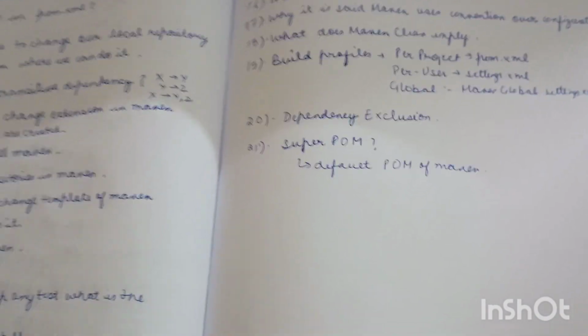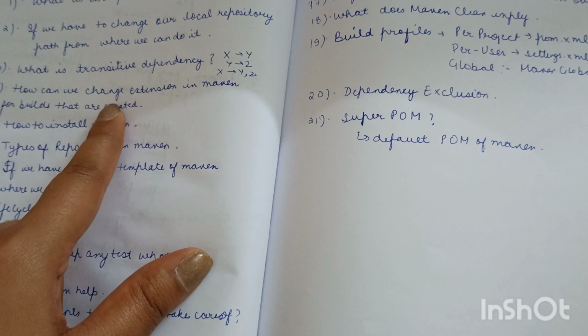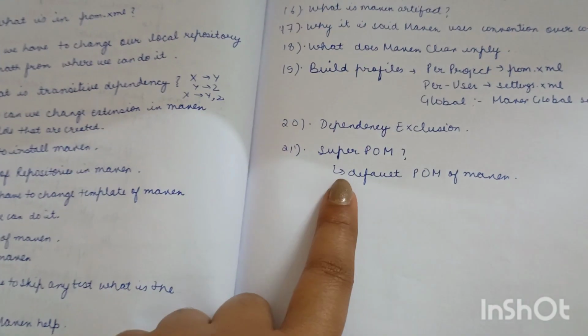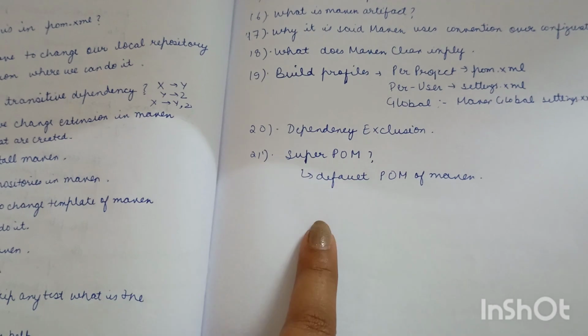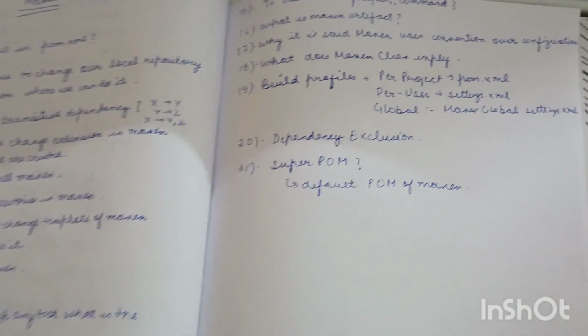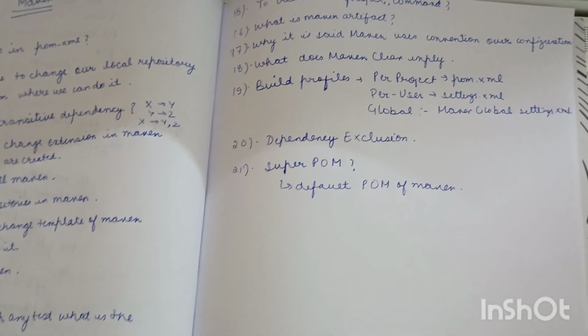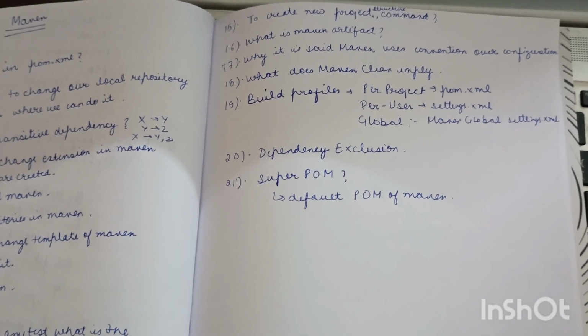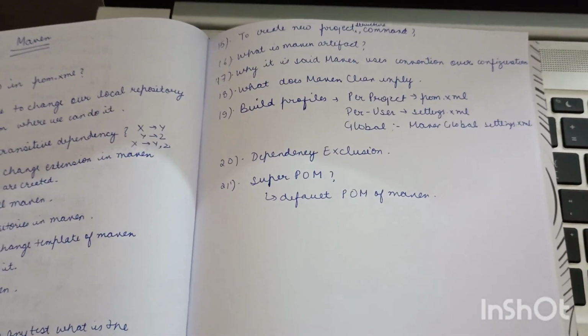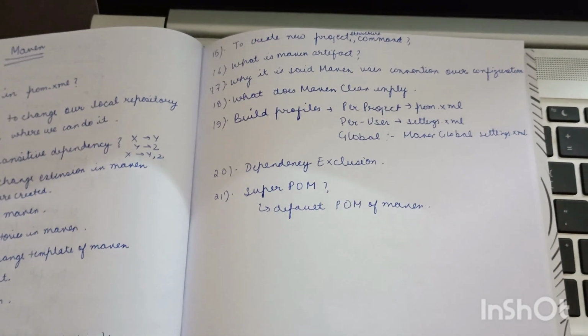Dependency exclusion. I told you that we sometimes have transitive dependencies, so to exclude such a dependency, we use dependency exclusion. Super POM is the default POM of Maven. The pom.xml files that are created derive from the super POM. So I have tried to cover most of the questions which can be asked in a DevOps interview.